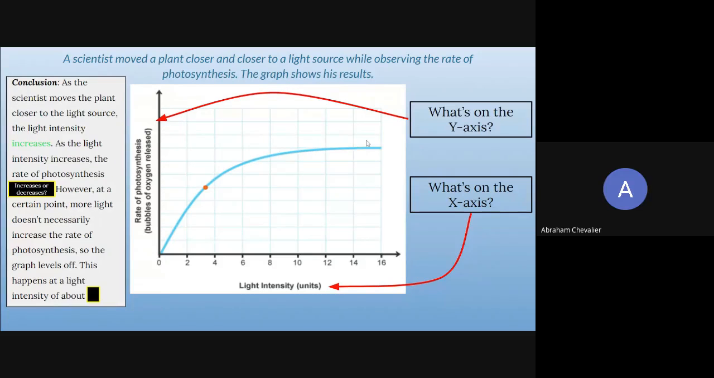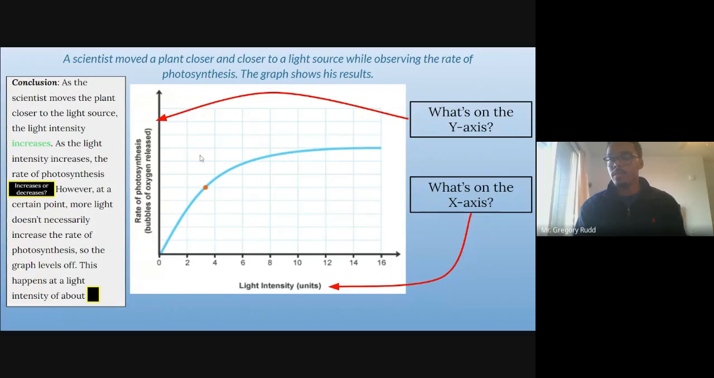It's going up. It's going up. Thank you. Who was that? Abraham. Excellent. So that means that as the light intensity is increasing, meaning as we go to the right, the rate of photosynthesis is also increasing, meaning it's going up.